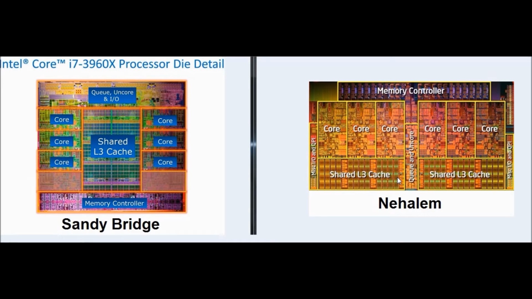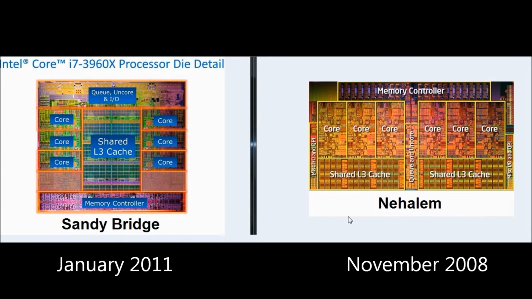Intel refreshes its CPU architecture every 2 years or so, and it does this to increase both the processing power of a CPU as well as its energy efficiency. Nehalem came out in November 2008, and Sandy Bridge came out in January 2011.